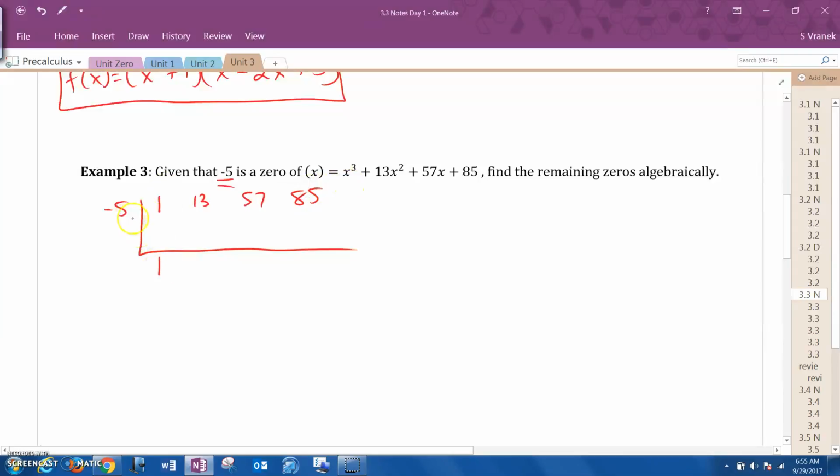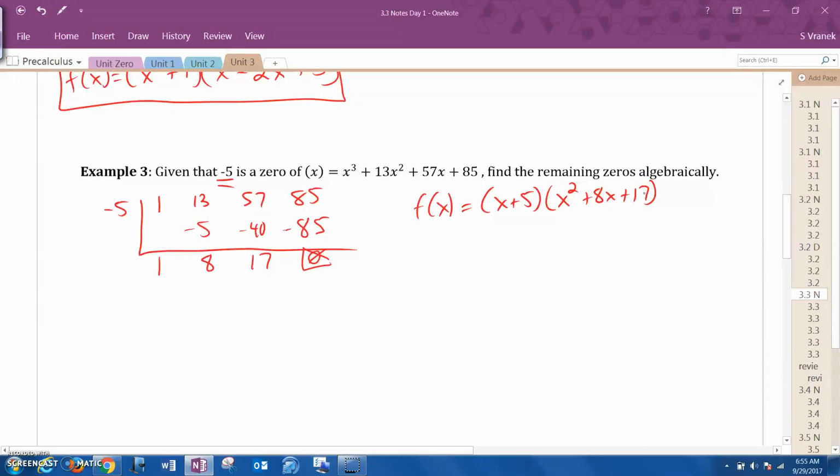So we do that. We get 1 times -5 is -5. You add down and you get an 8. 8 times -5 is -40. Add down, you get a 17. Times -5 is -85, which gives us our 0. Okay, so what we ended up with here is the factor x plus 5, because we divided by a -5. And what's left is the x squared, 8x, and 17.